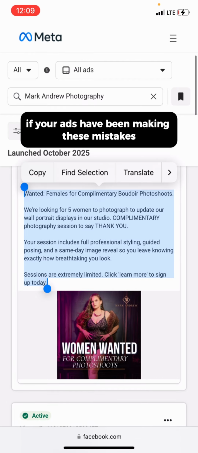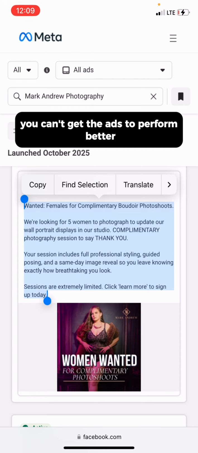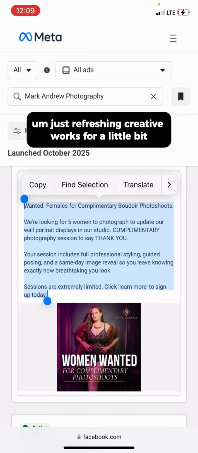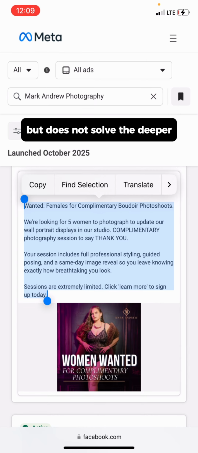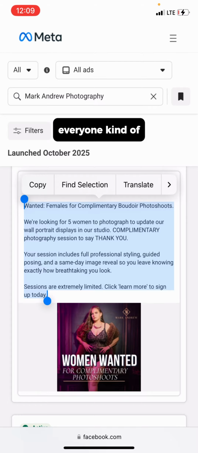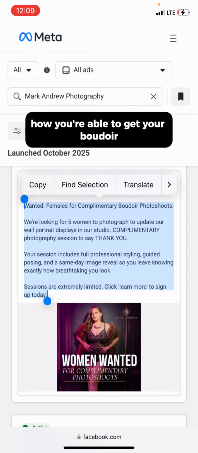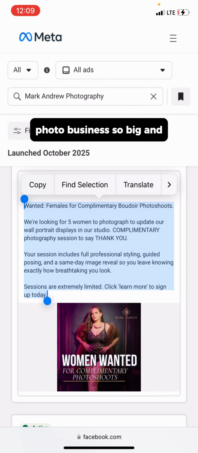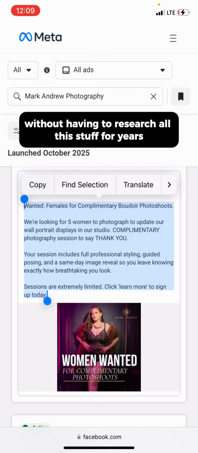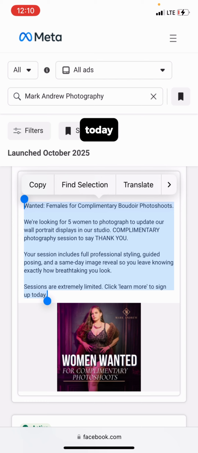So if your ads have been making these mistakes I talked about today, and you've tried everything, you can't get the ads to perform better, just refreshing creative works for a little bit, but it's not solving the deeper structural issues in the ad, and you want to get these fixed so you can scale the business, have a better business, be basically the pinnacle of the friend group where everyone wants to be you, wants to learn from you how to grow, how you're able to get your boudoir photo business so big, without having to research all this stuff for years or do anything yourself, then I do have a Boudoir Facebook ad mechanic offer for you today.